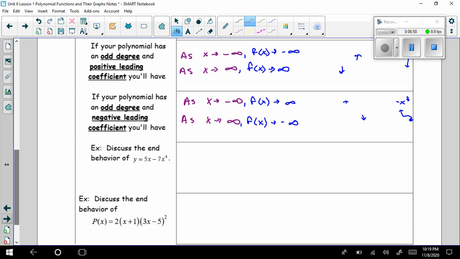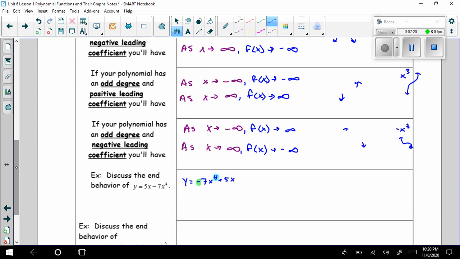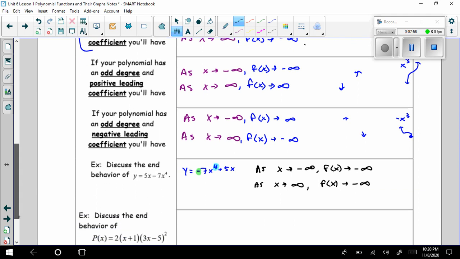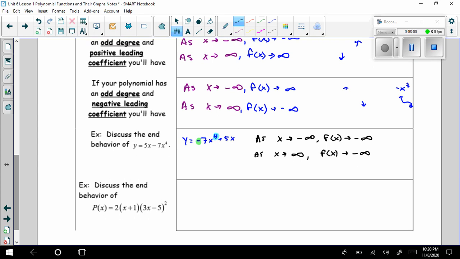Okay, and so that being said, you can look at something like this and rewrite it in standard form. So negative 7x to the fourth plus 5x. You can observe here that we have a negative with an even exponent. And so without even graphing it, we're negative even, which is right here. So my end behavior for this is as x goes to negative infinity, the function is going to approach negative infinity because we're negative, negative here. And then as x goes to positive infinity, the function will still go toward negative infinity because it's even, so it always ends the same direction. So once again, you can use those formulas without graphing it to identify what that's going to look like.